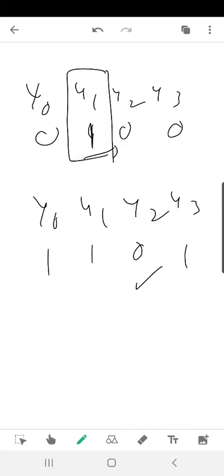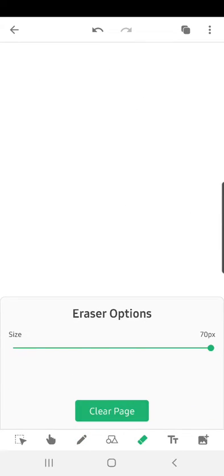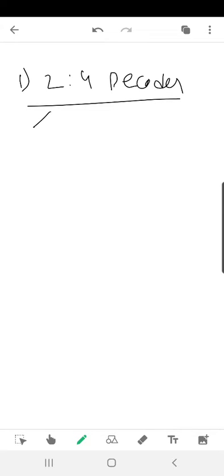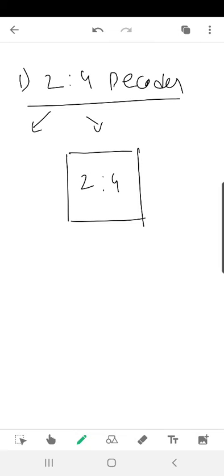Okay, so we will study some of our decoders and we will see how to implement functions using our decoder. First of all, let's talk about the 2:4 decoder. A 2:4 decoder means 2 inputs and 4 outputs. So our 2:4 decoder will be something like this. We will have 2 inputs.